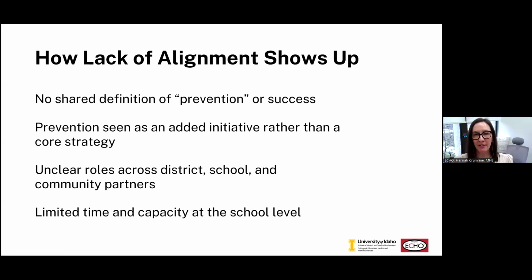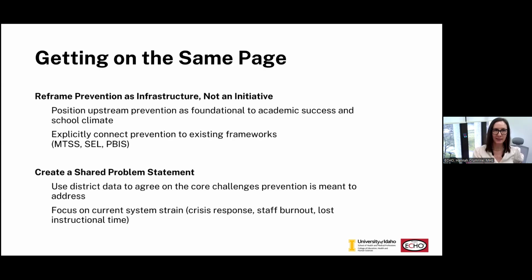There's no shared definition of upstream prevention or what success looks like within your district or building. People might see upstream prevention as just one more initiative rather than something that you're building into your core strategy and philosophy. You'll probably hear people don't understand their roles and that they have limited time and capacity to help with upstream prevention efforts. Next slide.